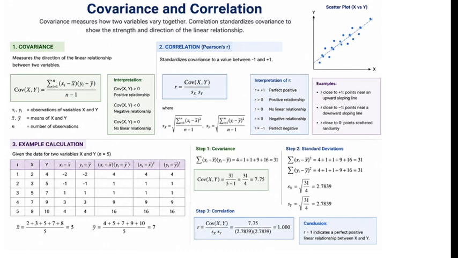So that is the covariance: the sum of the multiplications of both x and y variables of all data points. To calculate the covariance, we have to divide this by n minus 1, so we get 31 by 4, that is 7.75.